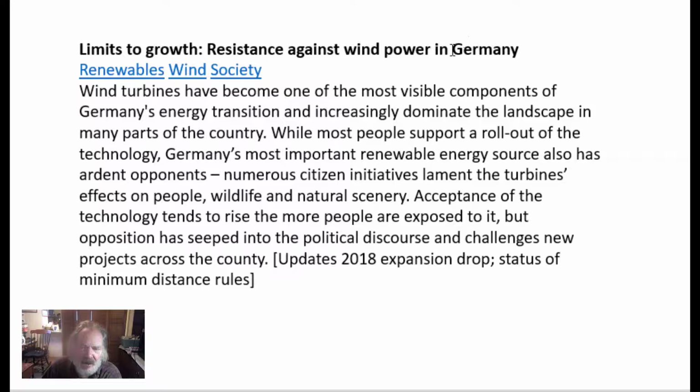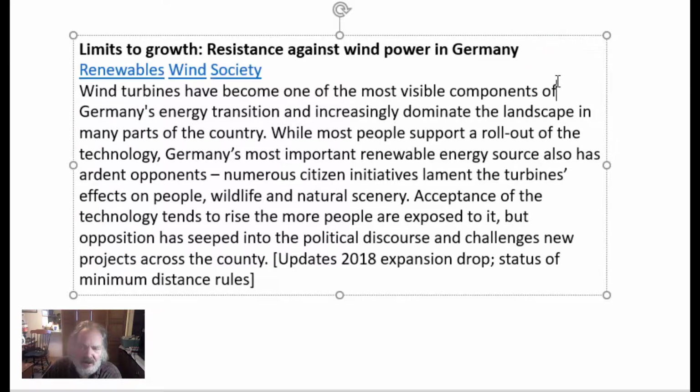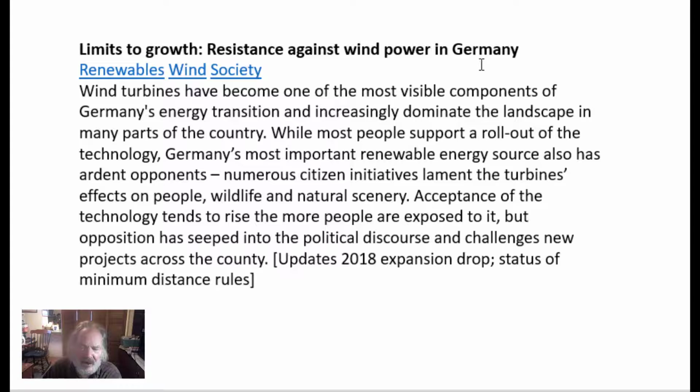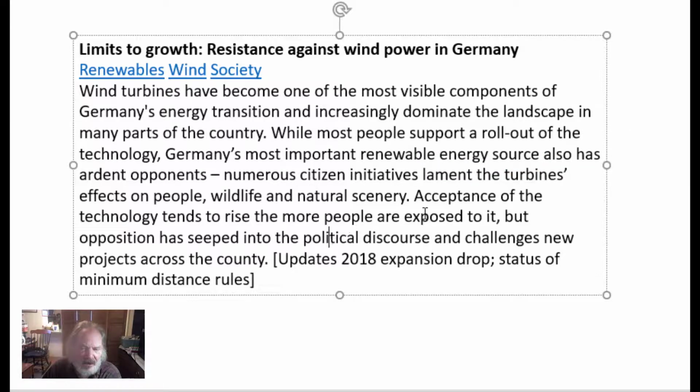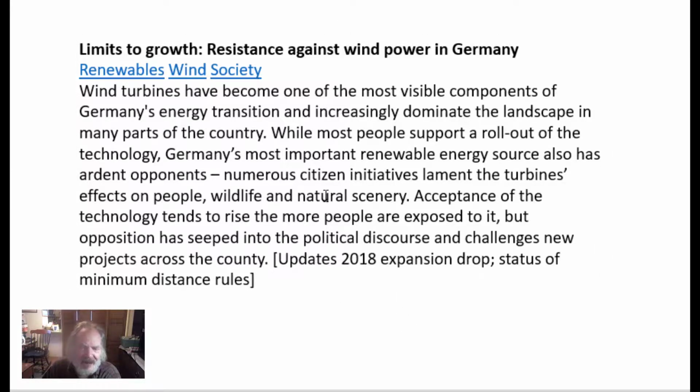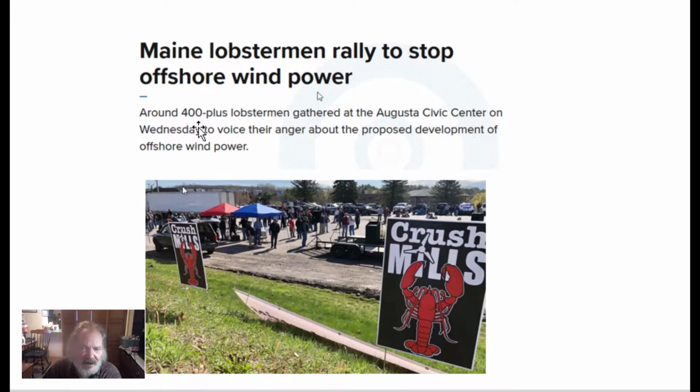So Germany has the most wind installation of any country in the world, and it's a big deal in Germany. However, they're starting to meet resistance. They don't like them in their backyard, and they don't like them blocking the natural scenery. So while acceptance is high, it's high as long as people can't see them or have them in their backyard, so to speak. And this is also happening in the United States. I was up there in Maine and I actually know quite a bit about this because I have some lobstermen who are relatives of mine.